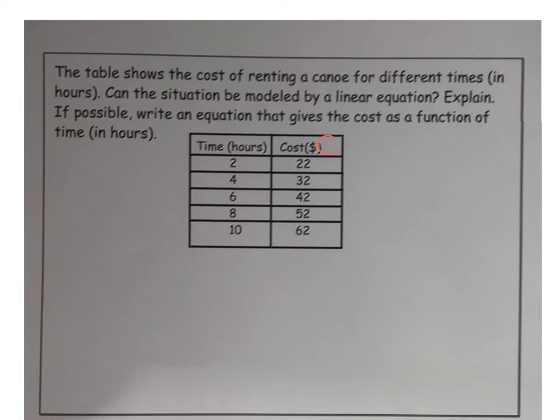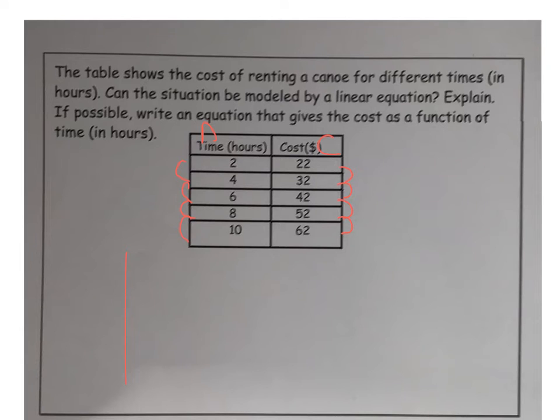So if we look here, I'm going to call this c, I'm going to call this t. Actually, no, I'm going to call it n just because I prefer n over t. And what I'm looking at is each time it goes up 2 hours, it goes up $10. 2 hours, $10. 2 hours, $10. 2 hours, $10. So that means it's going up at a constant rate.